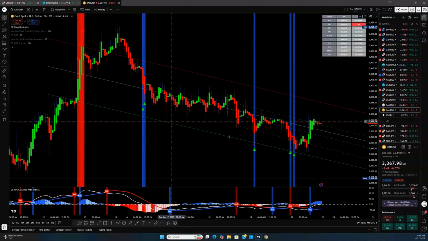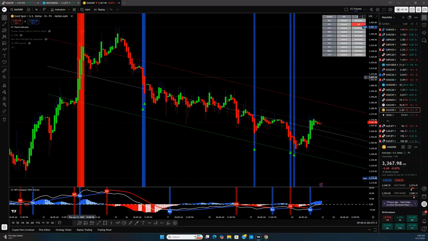The CC trend indicator consists of these trend lines, right? These trend lines are going to tell you the direction of the market on that time frame. It also comes with these high probability spikes. These high probability spikes are just letting you know price is going to pull back. So every time you get a spike, price pulls back, price pulls back, price pulls back.